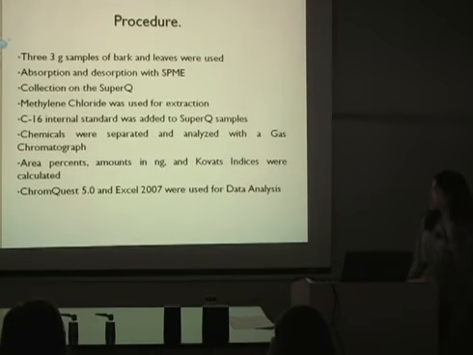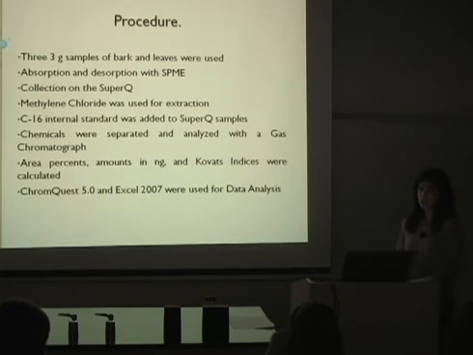So for this particular project, this was my procedure. I basically weighed 3 grams of each of my samples of bark and leaves of the vegetable cultivars that I analyzed, and then I took them to the lab. Absorption with the speedy lasted for 2 minutes. Desorption on the gas chromatograph also lasted for 2 minutes.